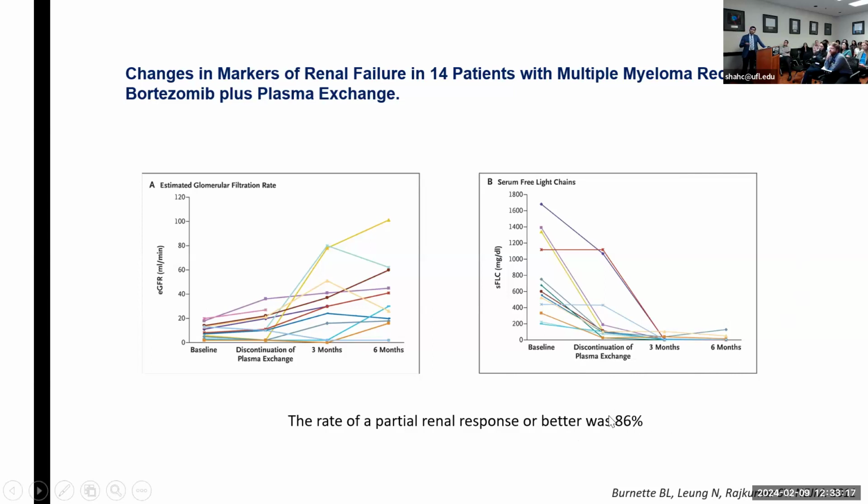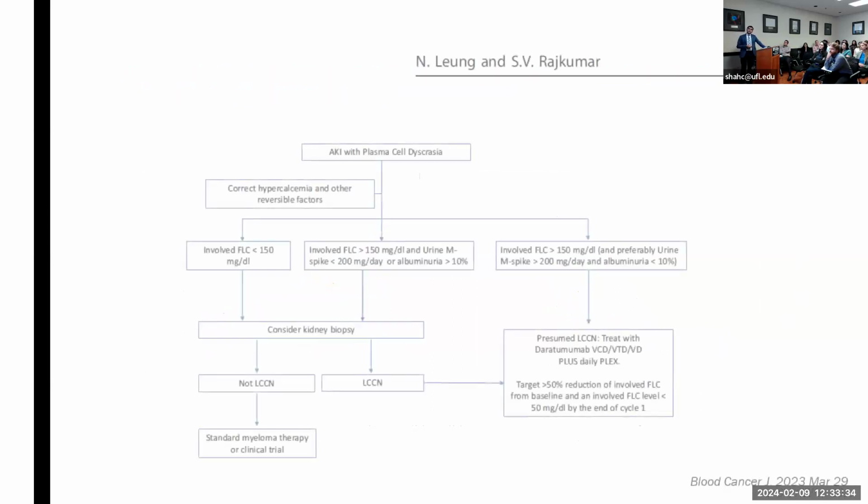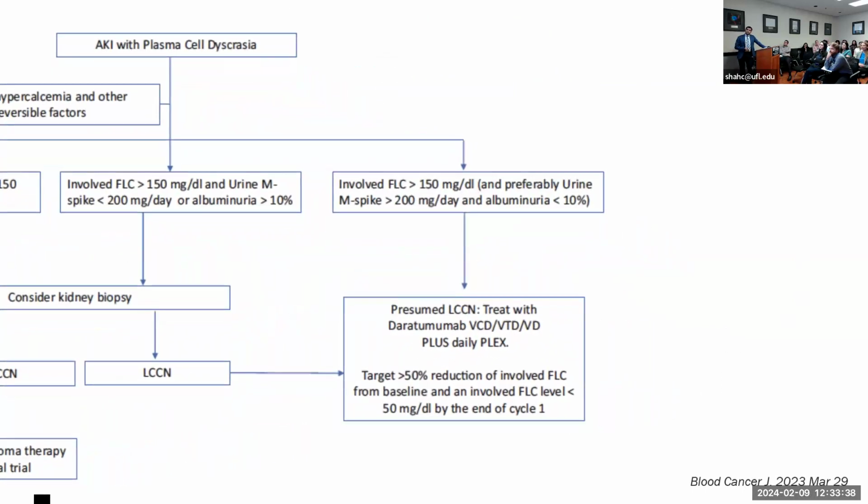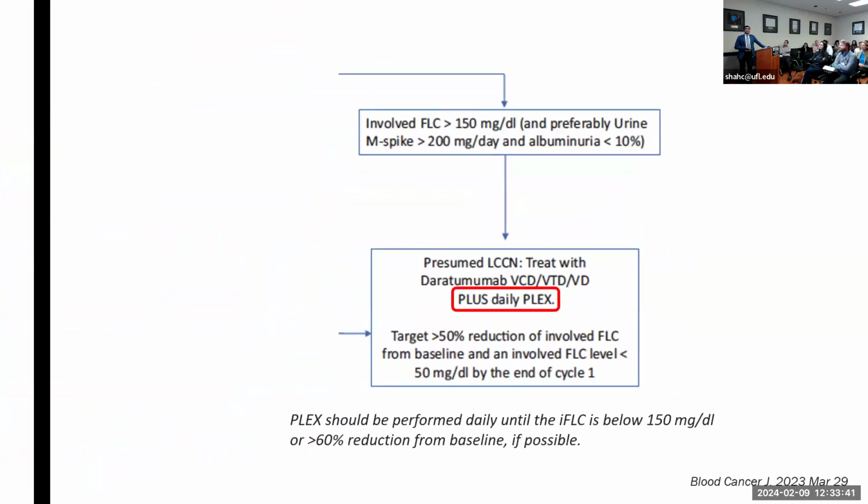They proposed that we should use bortezomib-based therapy and plasma exchange because we are able to achieve such good renal response. Again, this is not a randomized controlled trial. This is just retrospective data collection they had because they used this approach. Now, this is again their proposal, that we use plasma exchange daily in patients who have light chain cast nephropathy, either biopsy confirmed or presumed. We should use plasma exchange daily until light chain is reduced below 150 milligram per deciliter.